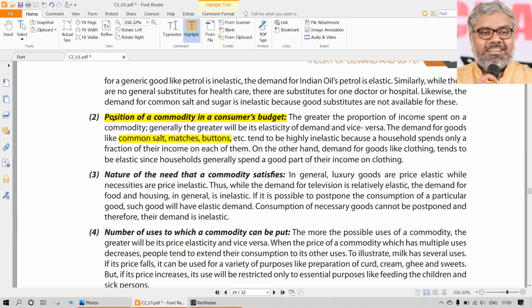They occupy a very small position in the consumer's budget, which means they are highly, simply speaking, inelastic. They are inelastic because the consumer doesn't care about their price. Even if there is a price increase, he will not reduce the consumption. Even if there is a price decrease, he is not going to increase the consumption of these things. These are all very small things like buttons, matches, and salt. These types of products have a very small position in a consumer's budget.